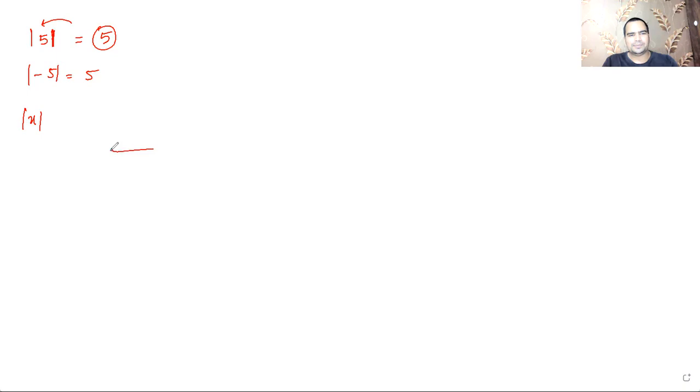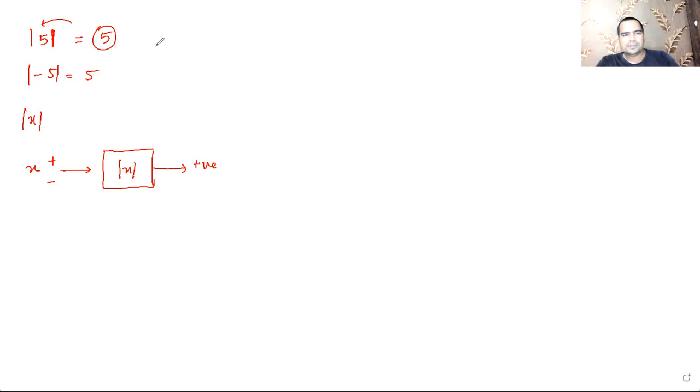It's like a machine, the absolute value of x machine. If you input an x value, either positive or negative, the answer is always going to be positive. So that's the simple meaning of the absolute value function.